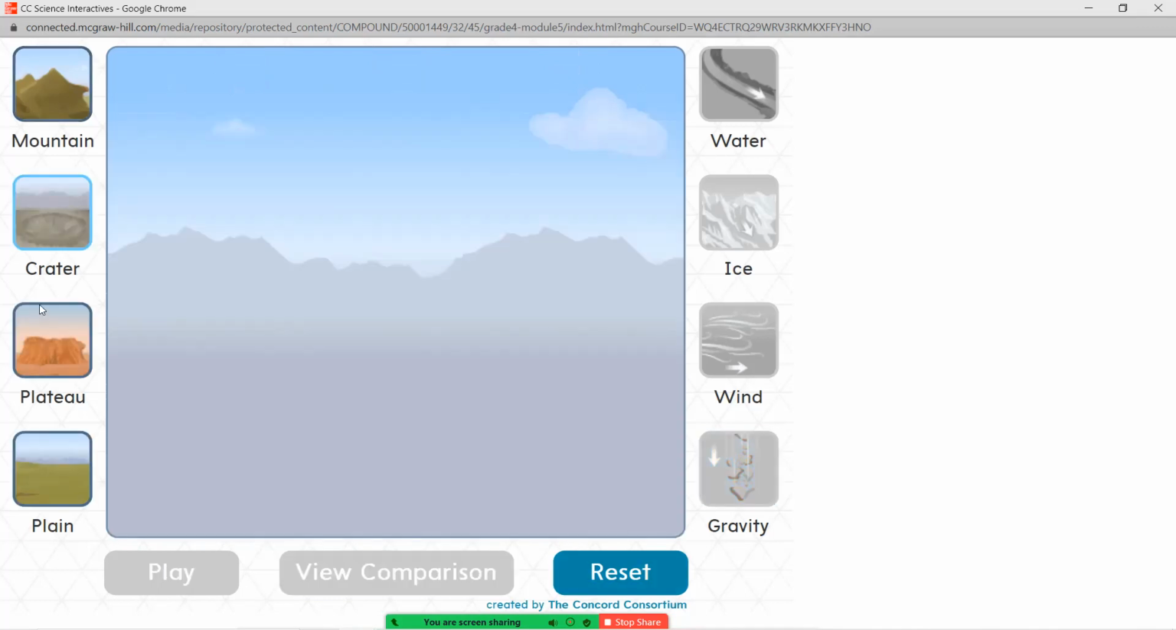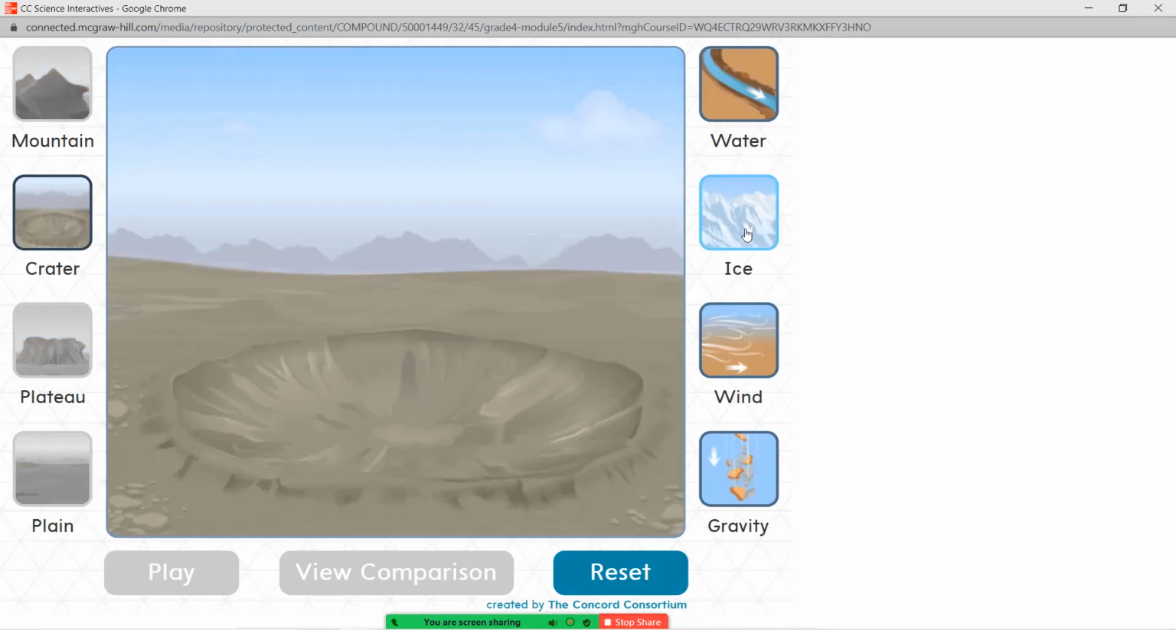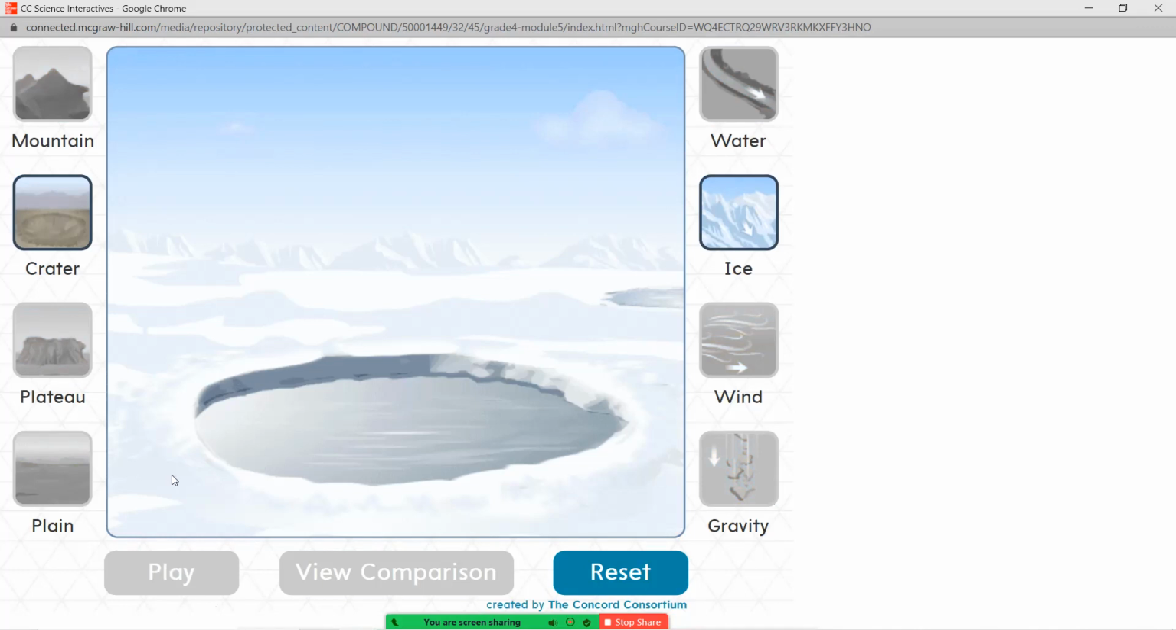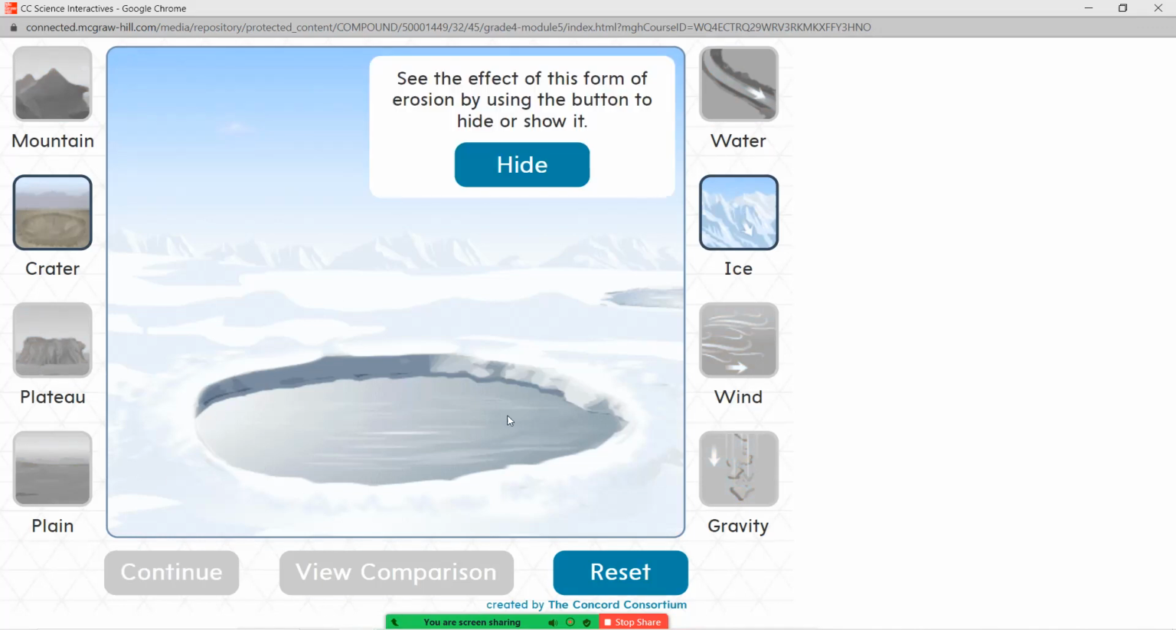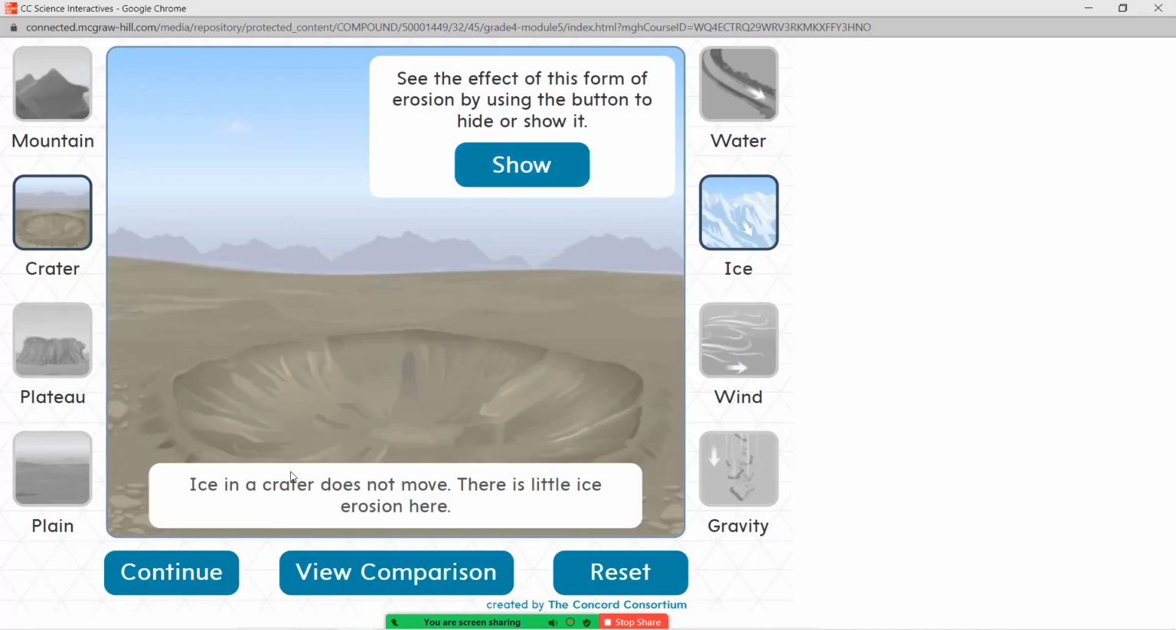Okay, let's try a crater, and we'll see how ice affects a crater. So a crater is kind of this large indented area of land where it's lower and it's dipped in more. Now, if we have a crater that's filled with ice, so that ice is eventually going to melt in some areas, and we can see that the crater doesn't move, but there is some amount of erosion here.